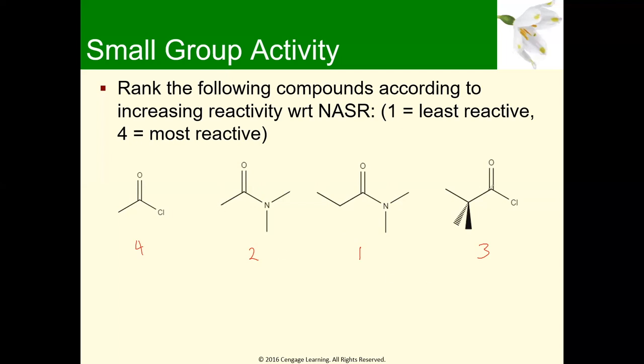But then the acid chlorides, these are both acid chlorides, but this acid chloride on the right is more sterically hindered. You've got a t-butyl group; those are all methyl, methyl, methyl, methyl. So that's more sterically hindered. So it's the next most reactive, and then the most reactive one is just the methyl acid chloride. All right, so hopefully that makes sense.